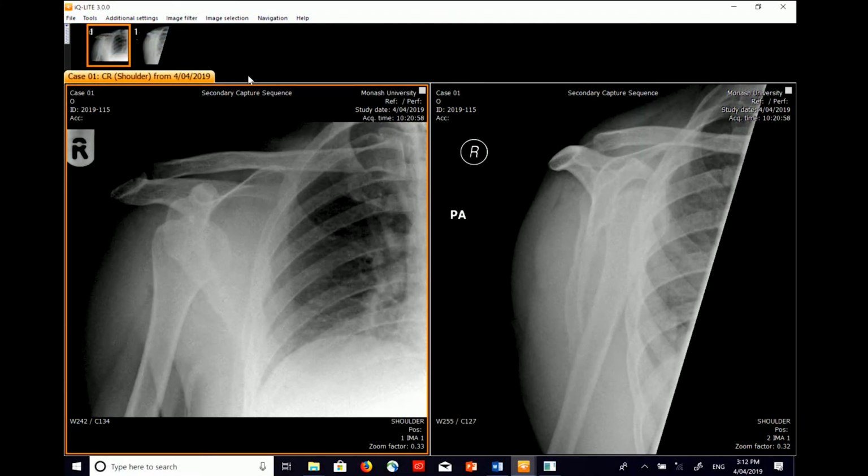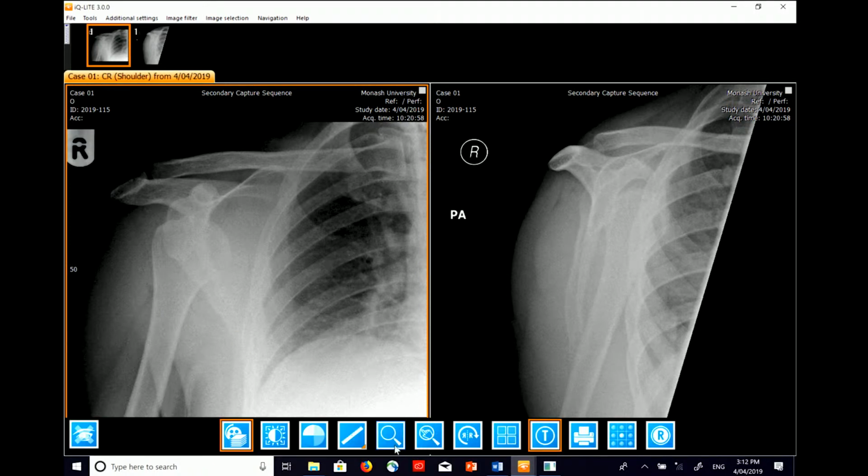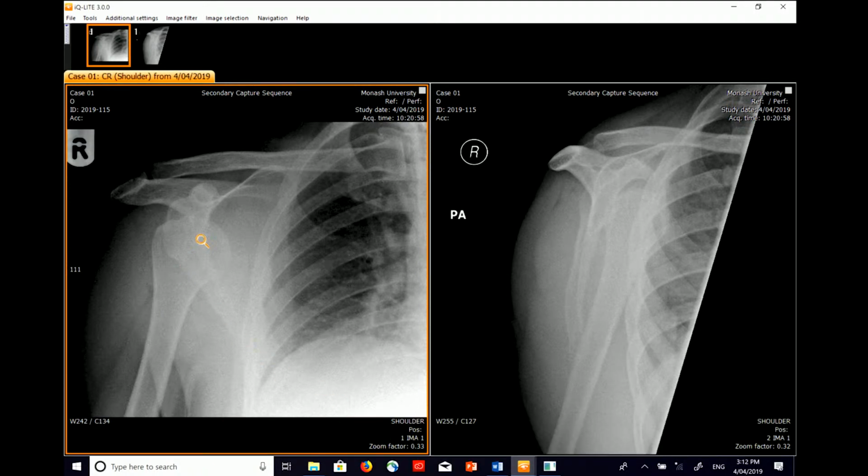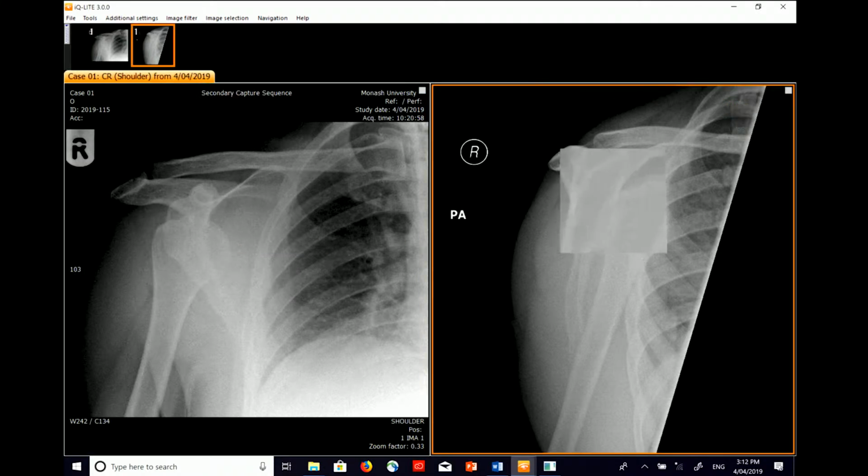So for case 1, we have a patient who fell onto his right shoulder during a rugby match. If we look at the AP view, we can see that the humeral head has been displaced inferiorly and anteriorly. And on the Y view, we can also see the position of the humeral head, which is inferior and anterior displaced.